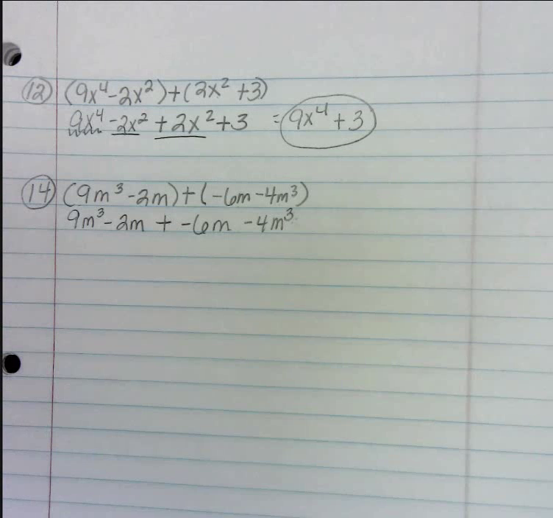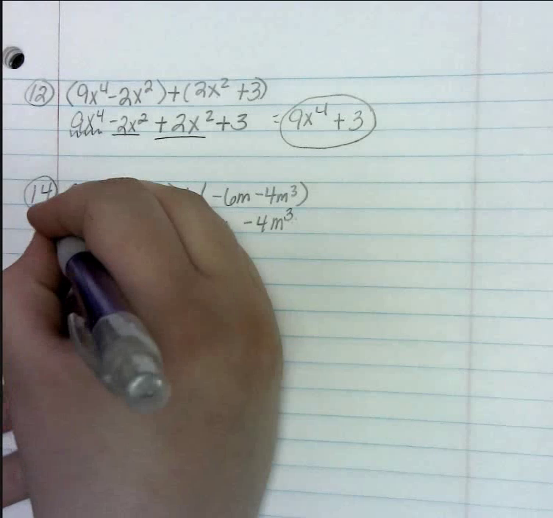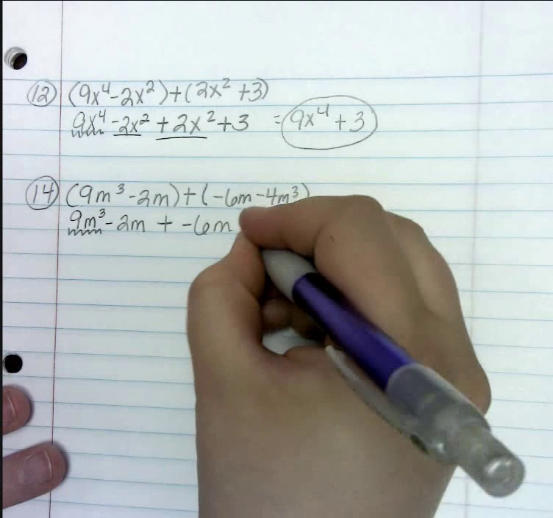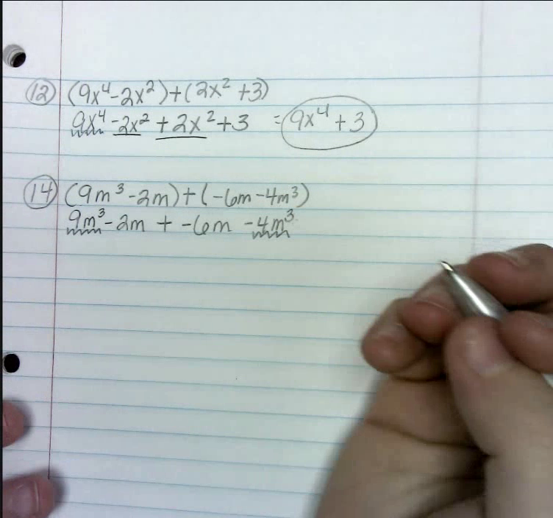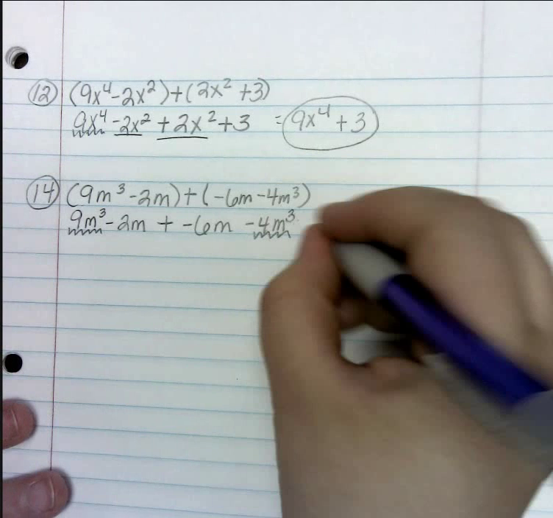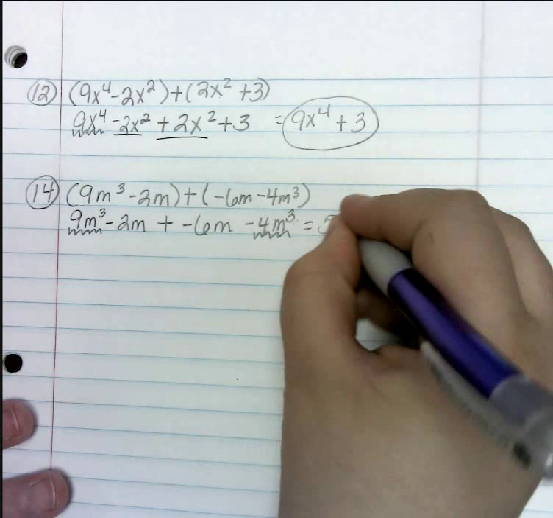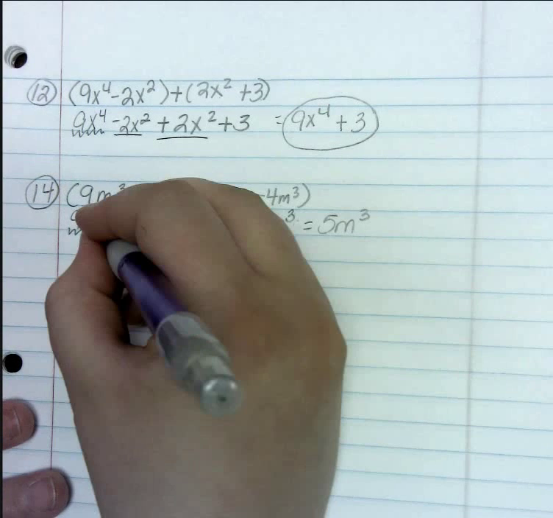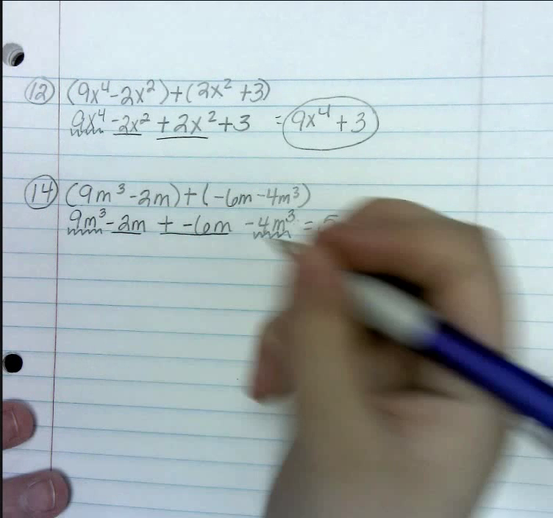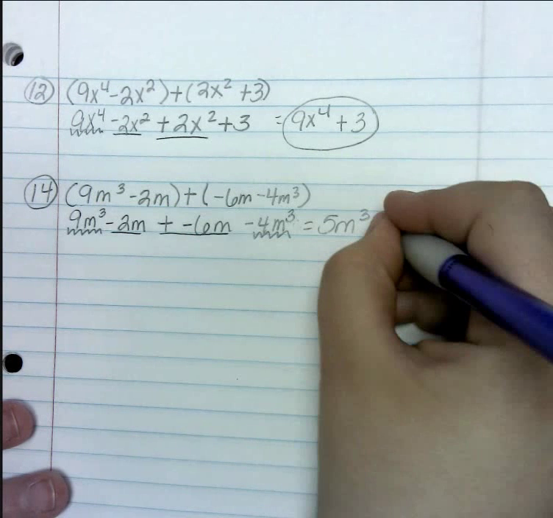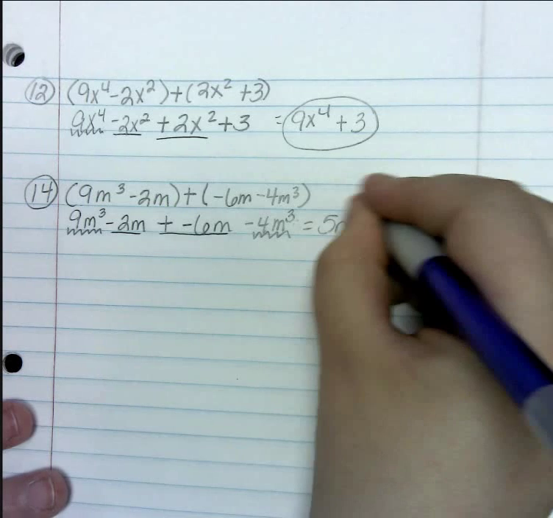So now I'm going to combine my like terms. I'm going to start with my highest exponent, which is the m to the 3rd. So I've got 9m to the 3rd minus 4m to the 3rd is 5m to the 3rd. And then negative 2m plus negative 6m is negative 8m.